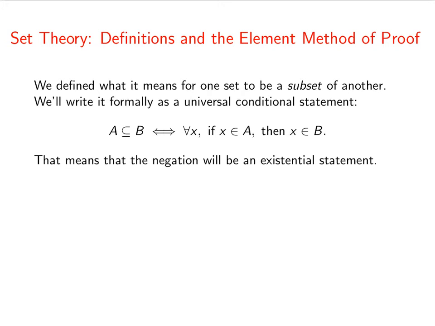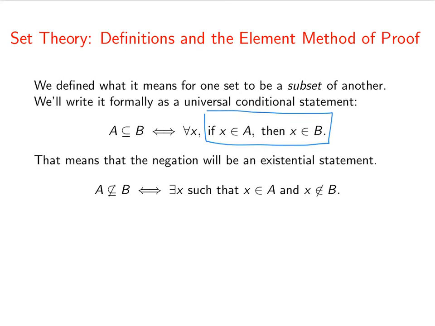All right, so if the universal conditional statement gives us a subset relation, then its negation is going to be an existential statement. A is not a subset of B means there exists x such that x is in A and x is not in B. Notice that what we did here is we took this conditional statement and we negated it to get x is an element of A and x is not an element of B. Remember that negating P implies Q gives you P and not Q.